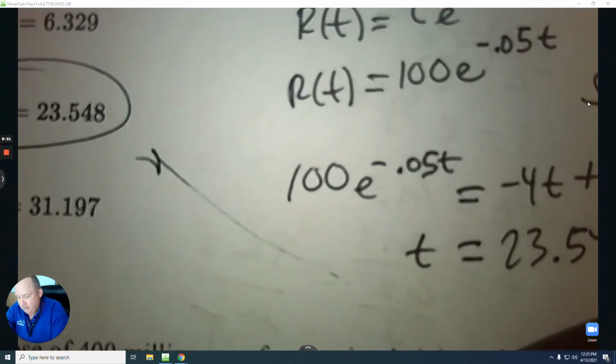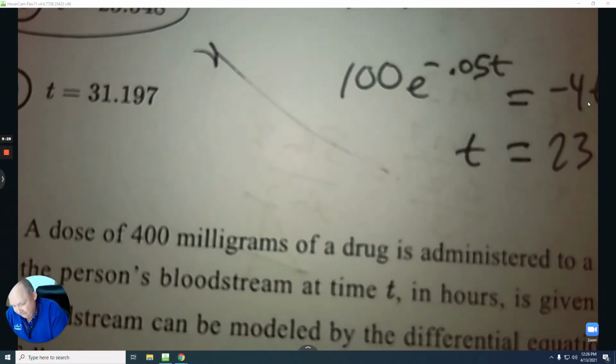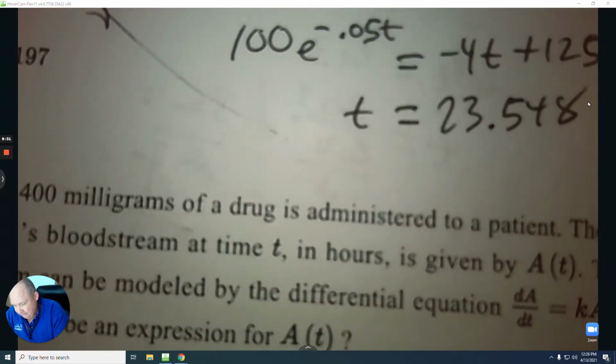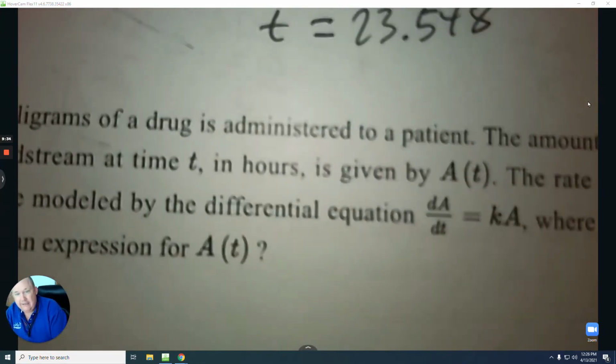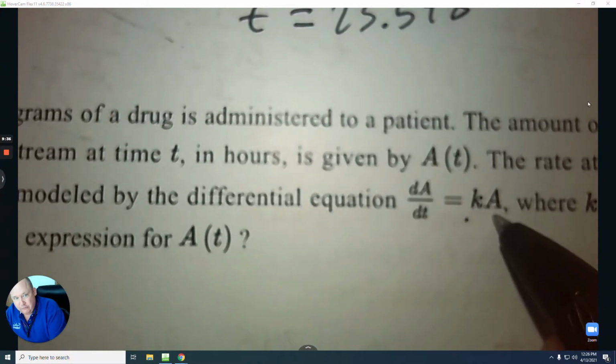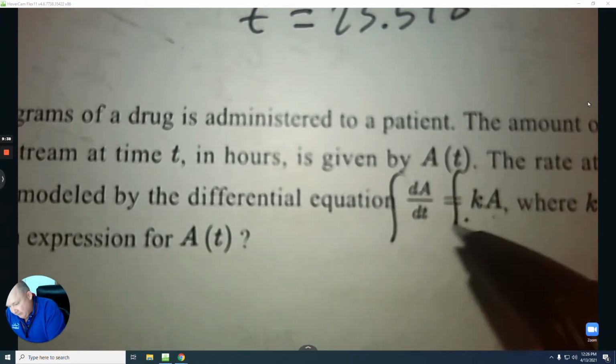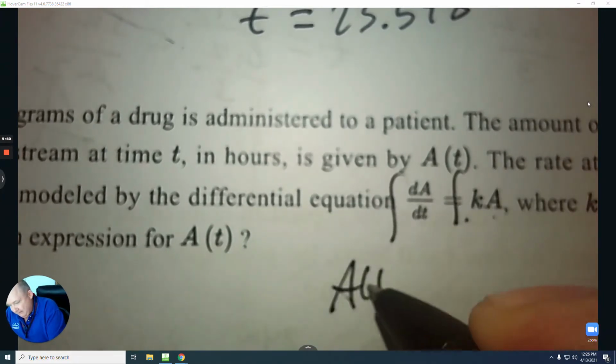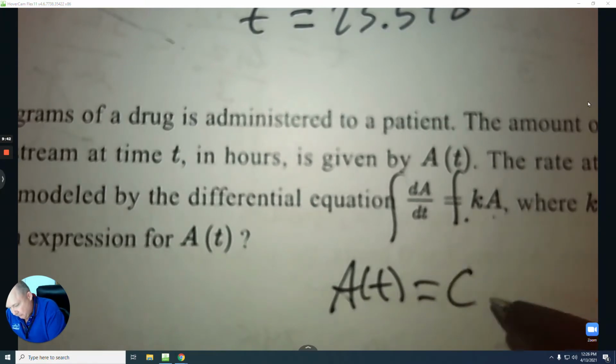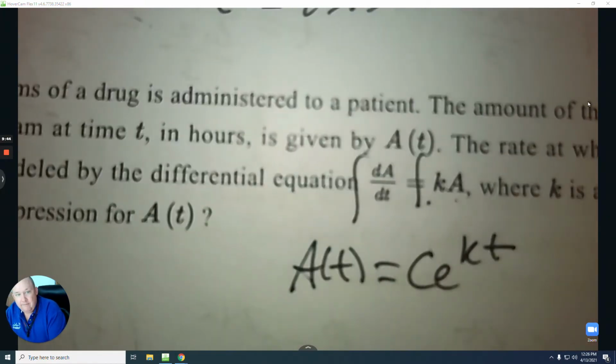7. A dose of 400 milligrams of a drug is administered to a patient. The amount of drug in milligrams in the person's bloodstream at time t is given by A(t). The rate at which the drug leaves the bloodstream can be modeled by this. And again, I want you to notice it is proportional to itself. So when I integrate this, that would be A(t), you get this Pert, or C times e to the kt. That shows up obviously quite a bit.